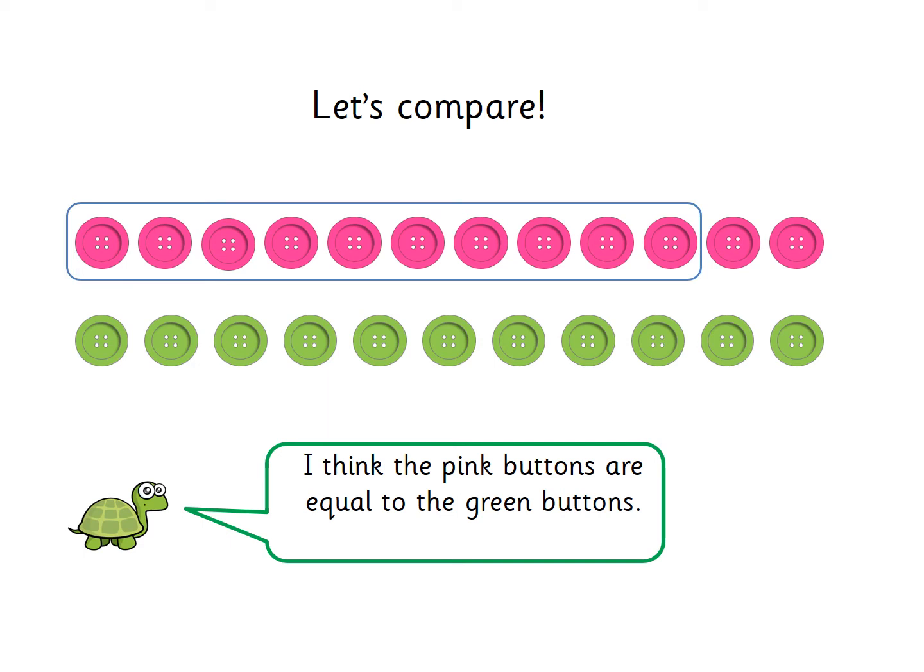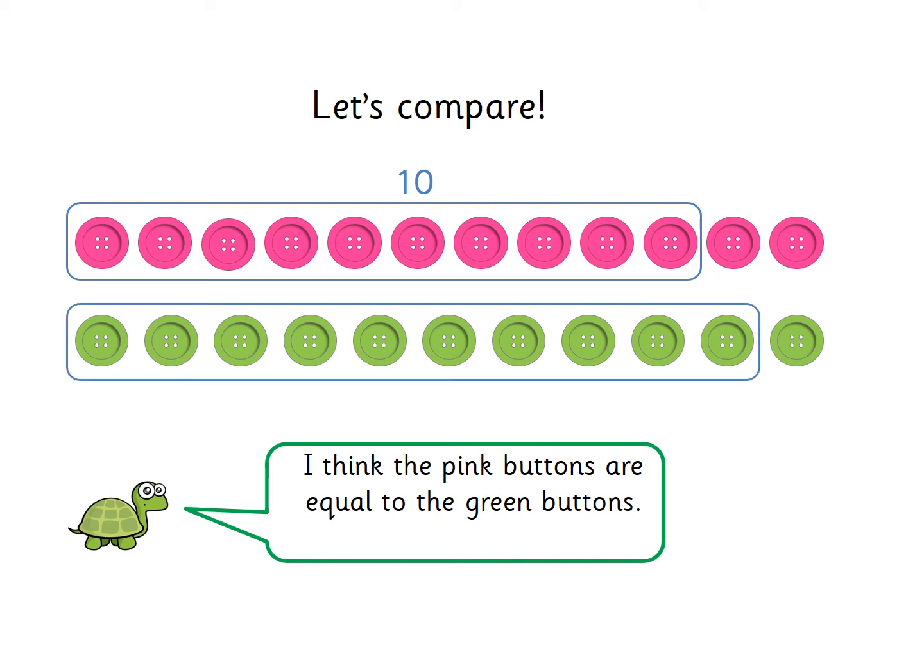We've circled 10 and we can count on from 10. 10, 11, 12. Pink ones, 10, 11, 12. And then we're going to circle 10 green ones. 10, count on from 10, 11. So your pink ones, you've got 10, 11, 12. Your green ones, you've got 10, 11. But it looked like they had the same.